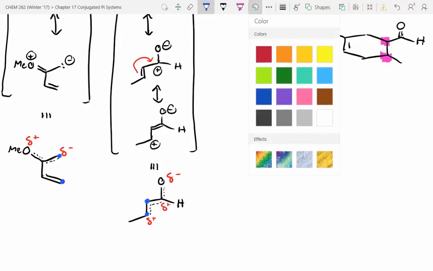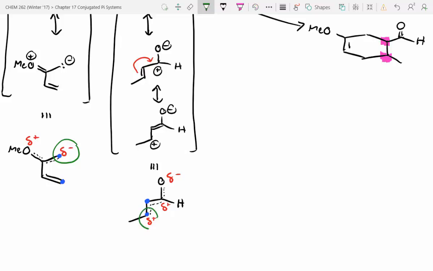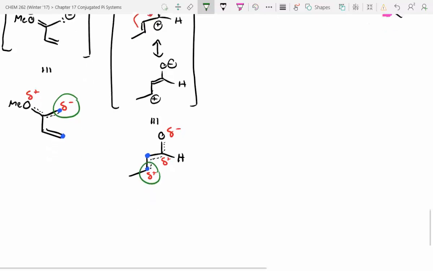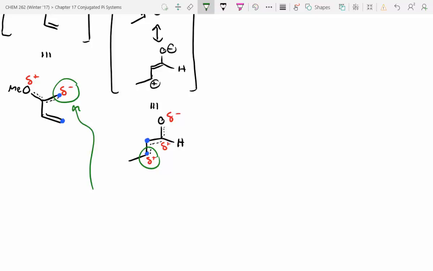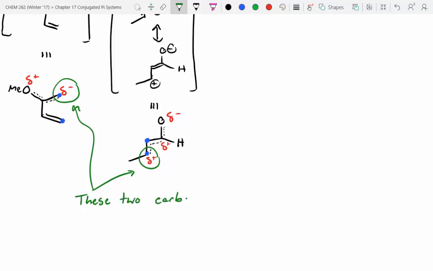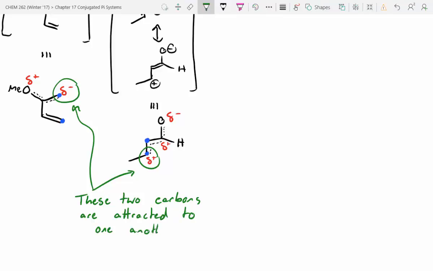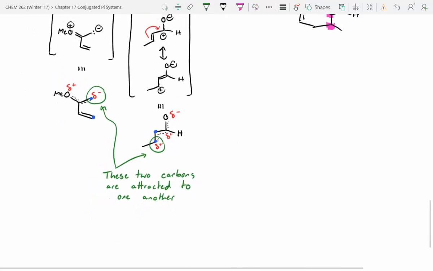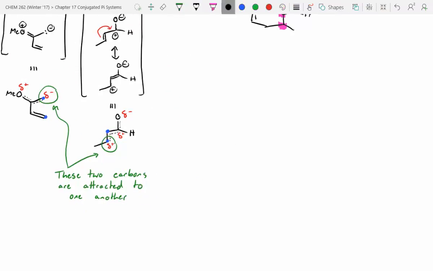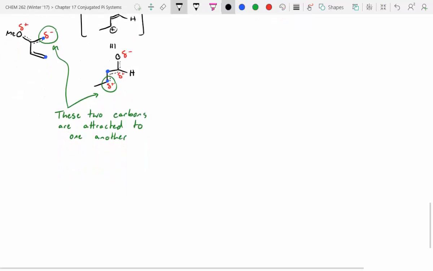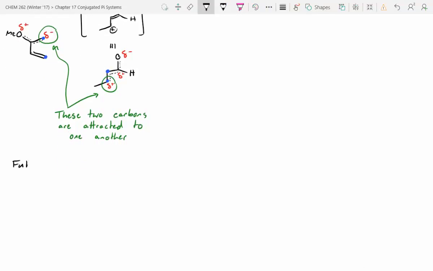So if we look at this, this site's going to be really attracted to that site. Okay, that gives us a really good clue when it comes to performing this reaction. So these two carbons are attracted to one another. All right, so now we've got a pretty good setup, but let's go ahead and draw our complete Diels-Alder reaction. So full mechanism.